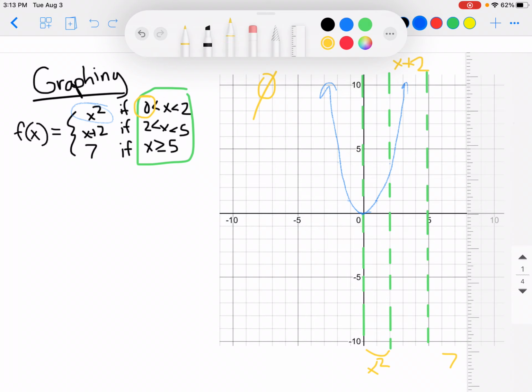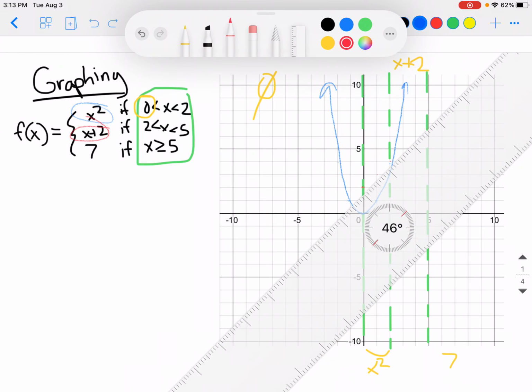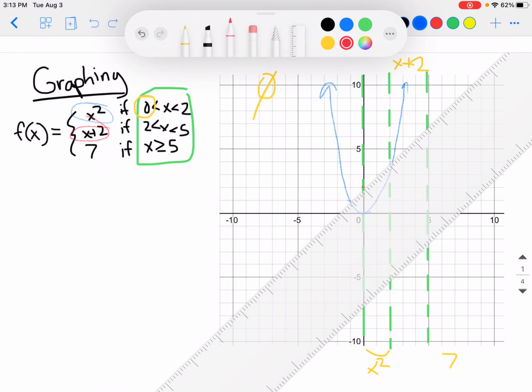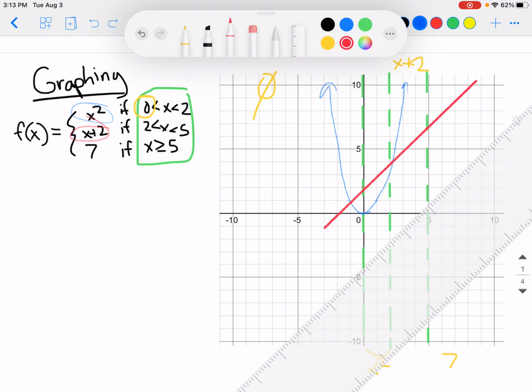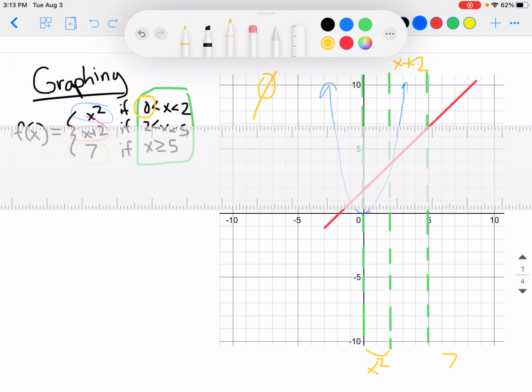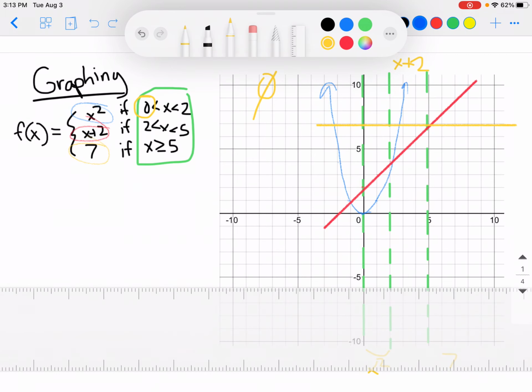Then let's go red for x plus 2, so I start at 2 on the y-axis, go up 1 over 1, up 1 over 1, at 45 degrees, perfect. And draw that graph, awesome. Then I need to come up with 7. That's just a horizontal line at 7, so right about there. Cool. So we've drawn our graphs, but now we have to remember what goes where.